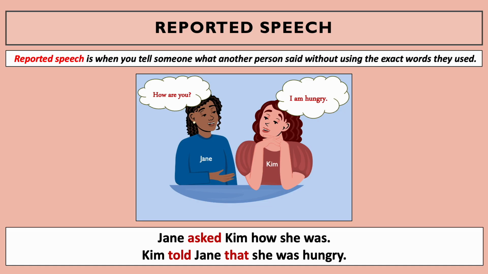So in this case, if you want to repeat the question, you are going to say, Jane asked Kim how she was. And then if you want to repeat what Kim answered, you are going to say, Kim told Jane that she was hungry. You are going to transform the question and the answer into the past form. So, how are you becomes how she was, because you are talking about Jane, not you. And I am hungry becomes she was hungry, because you are talking about Kim, not about you.